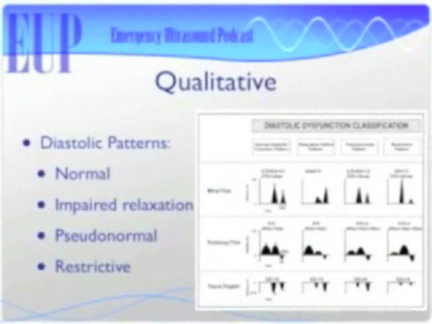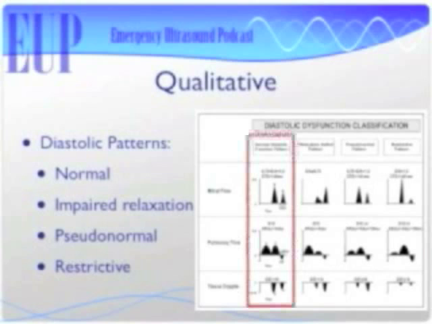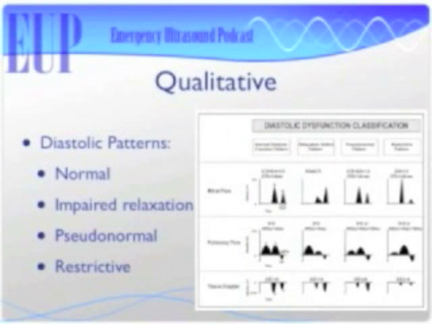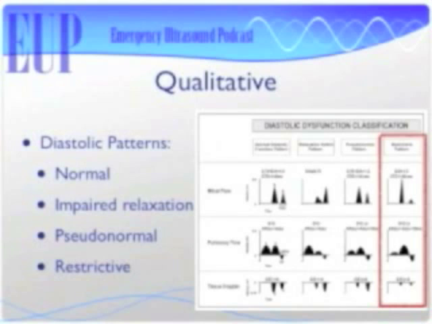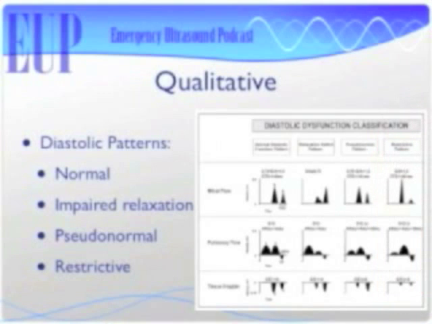There are also qualitative ways to evaluate diastolic dysfunction, and there are 4 patterns that are talked about. Those patterns are normal, impaired relaxation, pseudonormal, and restrictive. Normal being good, restrictive being very bad, and in between being the spectrum, right? We'll talk a little bit about how to place patients into these different patterns in just a minute.